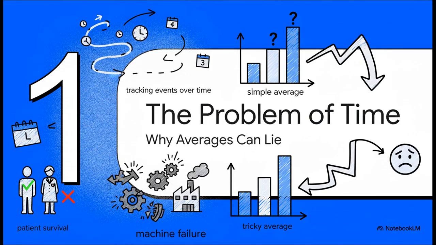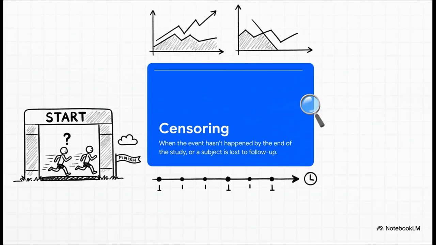To crack a puzzle like that, we first have to talk about the problem of time itself. See, when you're tracking events over time, like patient survival, or even how long a machine will last, there's this hidden little quirk in the data that can make a simple average tell you a complete lie. And that quirk has a name. It's called censoring. It's what happens when your study ends before you get to see the final outcome for everyone.